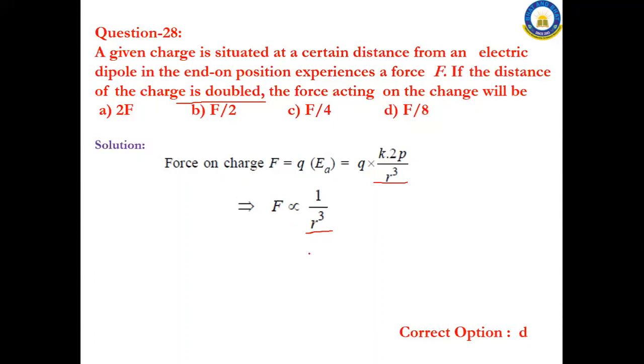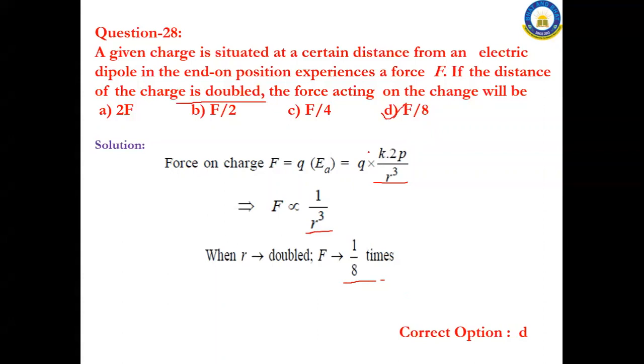So what will happen to the force now? When r is doubled, force will become 1 by 8 times of F. So the new force in the new case will become equal to F by 8, or 1 by 8 times F. So that is the correct option, option D.